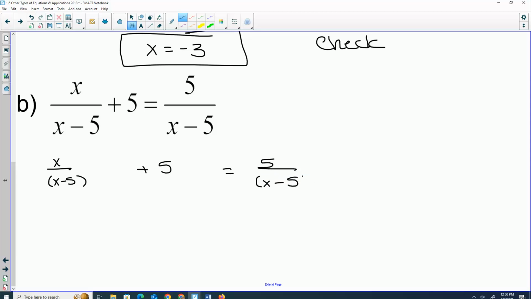Can you tell me what x cannot equal in this one? 5. We can't have a positive 5 because then the denominator would be 0. Okay? So if I want to cancel the first fraction, what do we have to multiply by? If you do it to one term, you do it to all. Remember, the terms are separated by addition and subtraction signs.